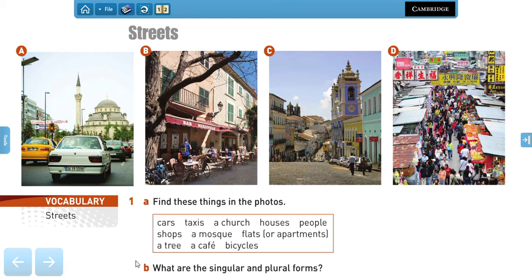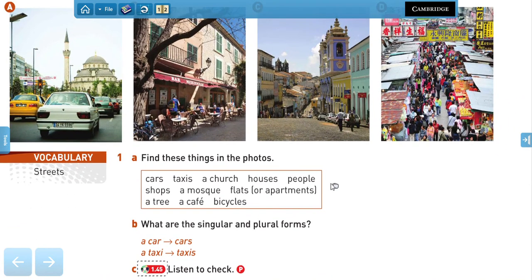Where can you see a tree? Image B. Here we have a tree, right? A cafe. Here we have a cafe. A place where people go and can eat and drink things, yes? And bicycles. Can you see the bicycles? Here we have the bicycles, right? Good.